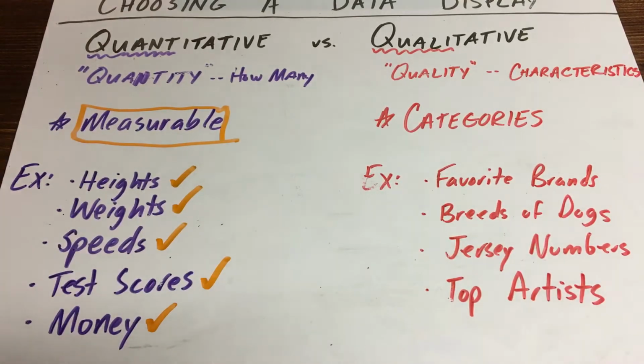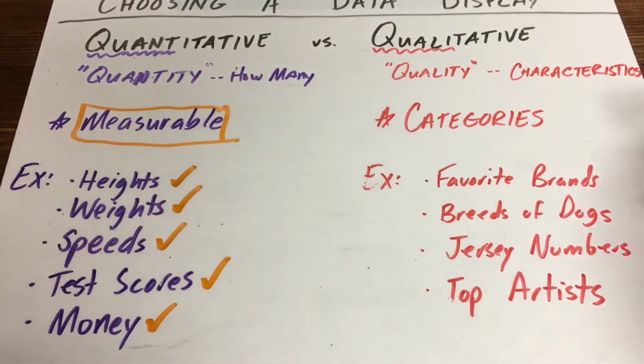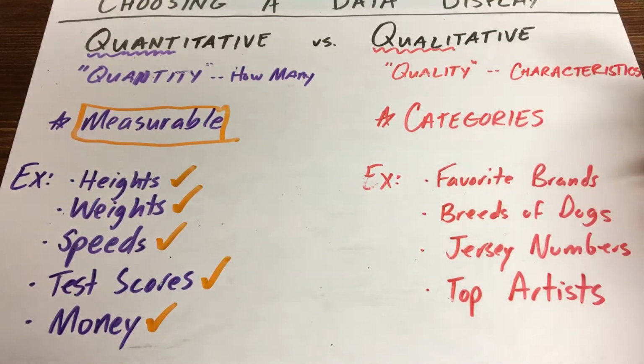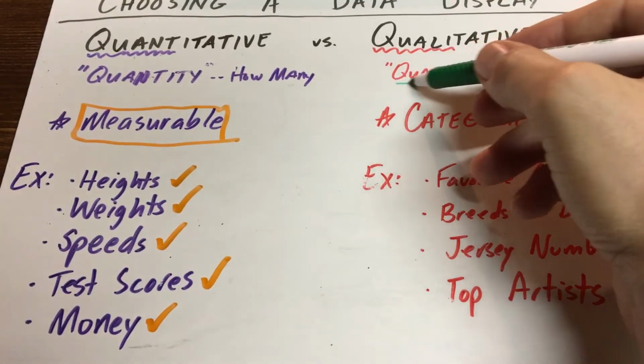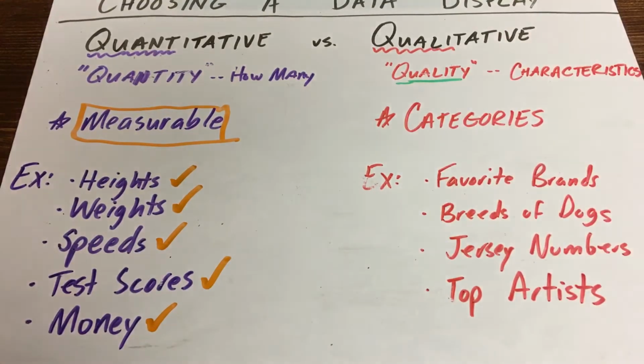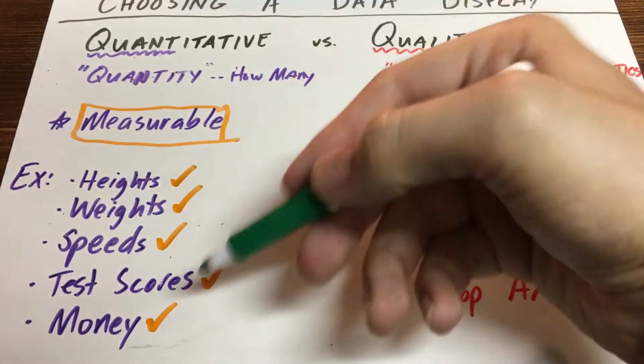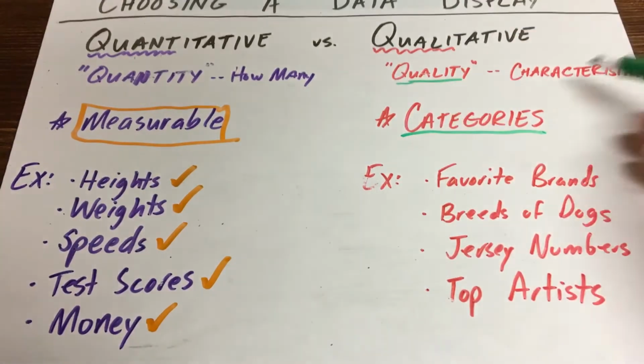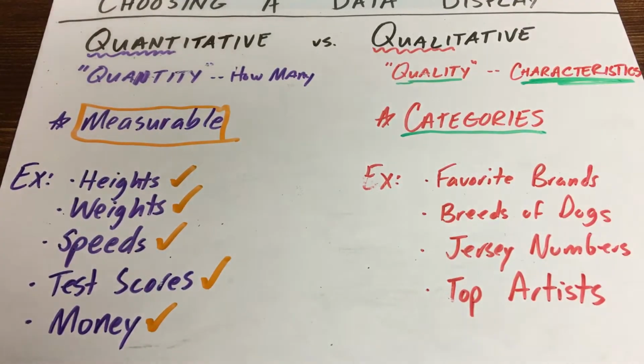And then on the other side, we have qualitative. And I underline quality, well, quality is what we're looking for here, right? Qualitative data isn't going to describe things that you can measure. It's going to put things in categories, right? It's going to be more descriptive. It's going to talk about the characteristics of something.